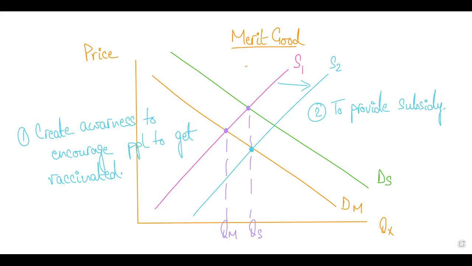Now let's look at the demerit good. The idea with the demerit good is completely opposite. Anything that is harmful for the consumers, but they do not fully realize the harmful effects. Again, you will have price on the y-axis and quantity of the good on the x-axis. What could be a demerit good? Smoking, an ideal example, alcohol, right? All these things are harmful for the consumers, but they don't fully realize the harmful effects.